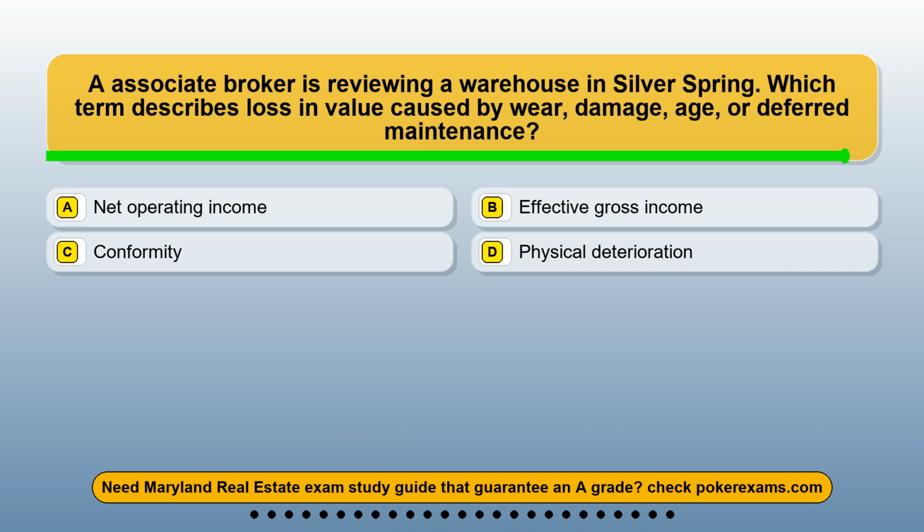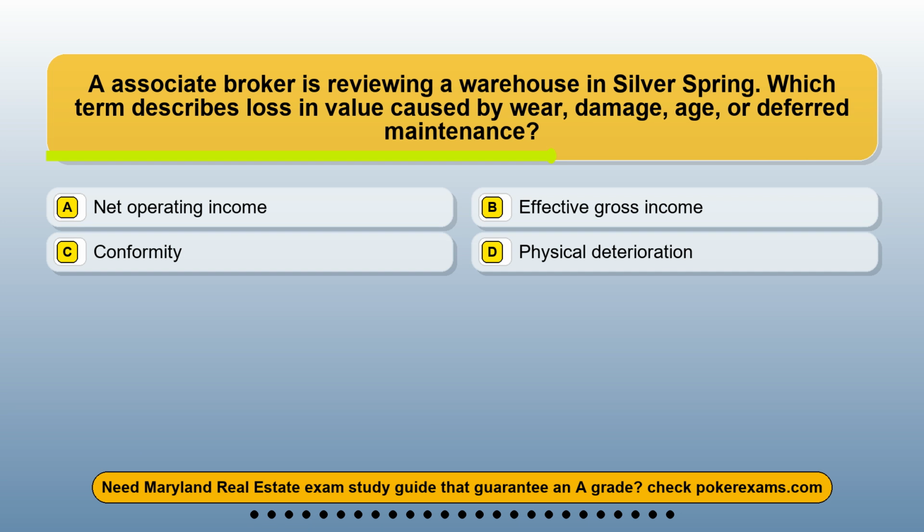Question 13. A associate broker is reviewing a warehouse in Silver Spring. Which term describes loss in value caused by wear, damage, age, or deferred maintenance? Option A. Net operating income. Option B. Effective gross income. Option C. Conformity. Option D. Physical deterioration.